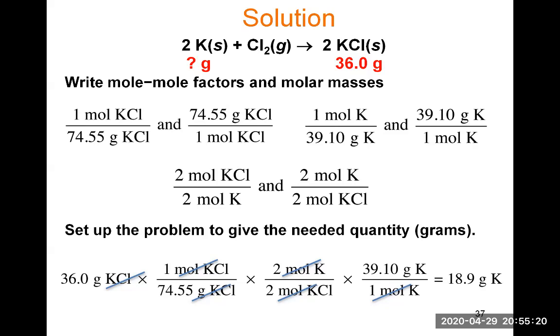For sig figs, all the mole quantities are exact numbers. The two molar masses have 4 sig figs, and the given amount has 3. So we will keep 3 sig figs. We will keep the 18.8, and what comes after is an 8, so we need to round up the 8. The 8 becomes a 9, and that's why it's 18.9 grams of potassium.